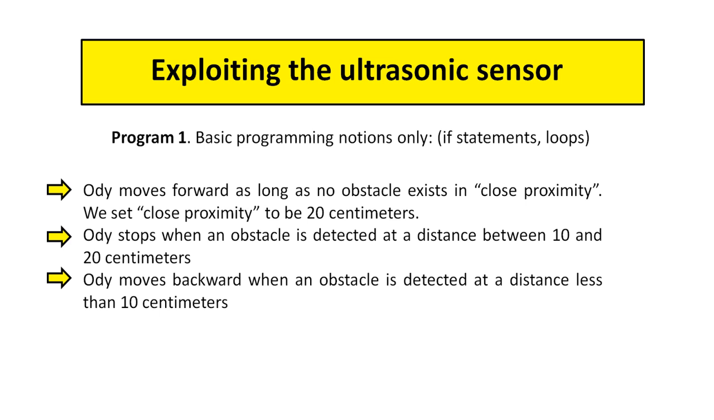Our first program is quite basic, assuming that the user is only familiar with if statements and loops. ODI moves forward as long as there is no obstacle at a distance up to 20 centimeters. If an obstacle exists at a distance between 10 and 20 centimeters, ODI stops. Finally, if an obstacle exists at a distance less than 10 centimeters, ODI moves backward.